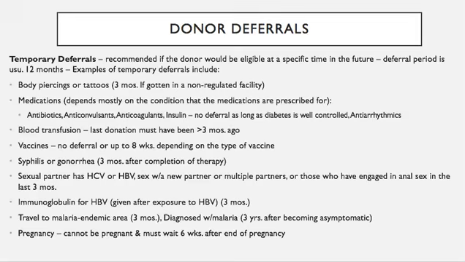Syphilis or gonorrhea is a 3-month deferral period after the completion of treatment. Also if a sexual partner has HCV or HBV, if the donor has multiple partners, sex with a new partner or multiple partners, or those who have engaged in anal sex in the last 3 months. Immunoglobulin for HBV, which is given after exposure to HBV, is a 3-month deferral.